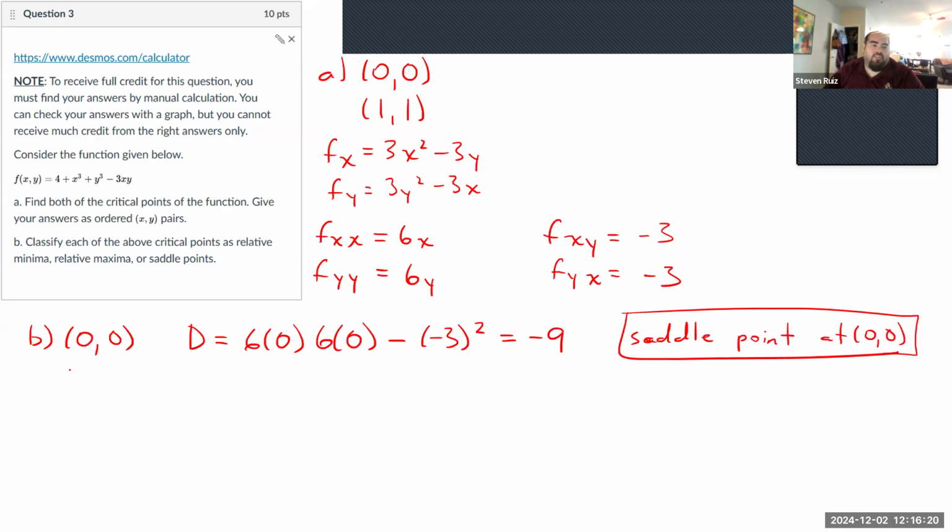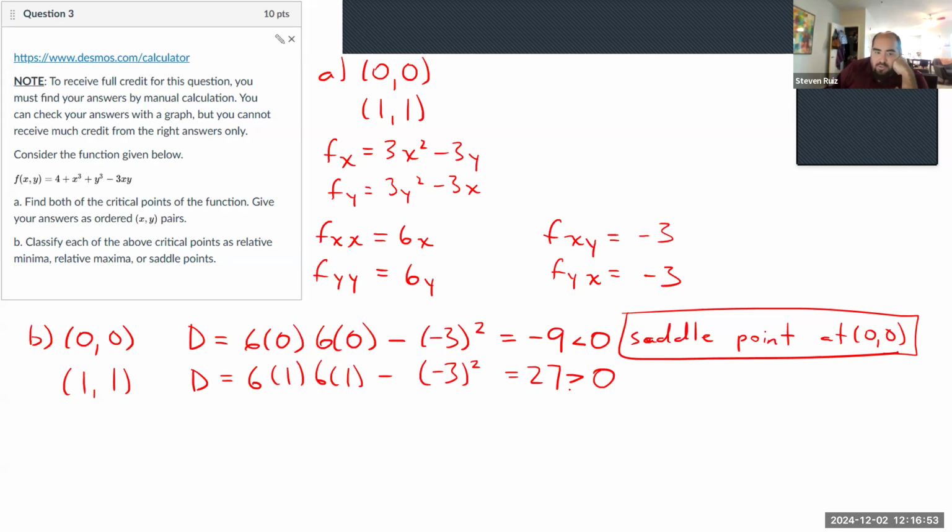All right, now we have to do the same test for the point (1, 1). So now our x and y values are both 1. So 6 times 1 times 6 times 1 minus, and then these other partials are not dependent on x and y, they're just -3. So I get 6 times 6, 36 minus 9, that equals 27. So let's make this clear. I don't really care what the numbers are. I care about if they're positive or negative. I care about their signs. So I have a positive number here for D.